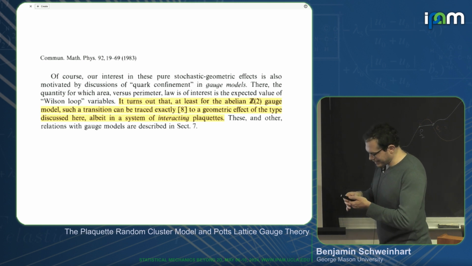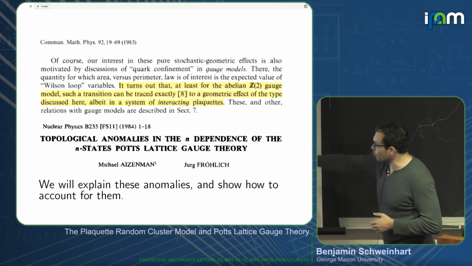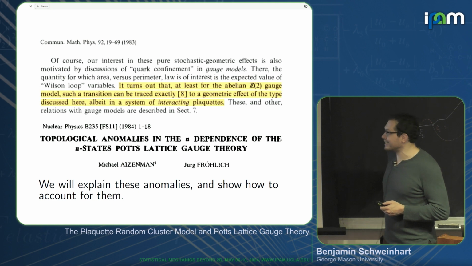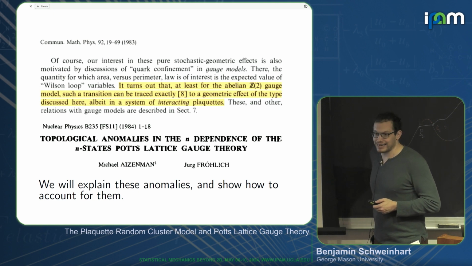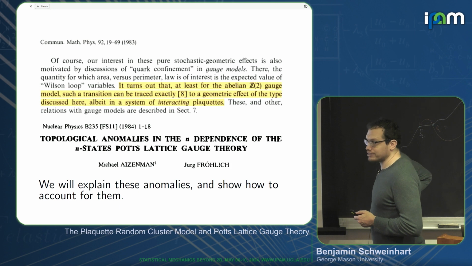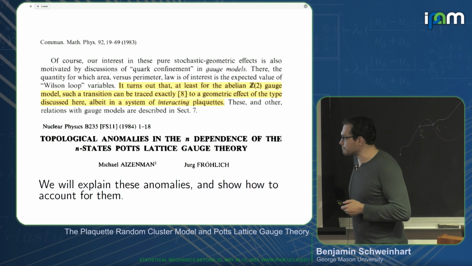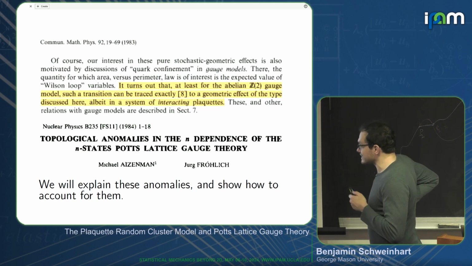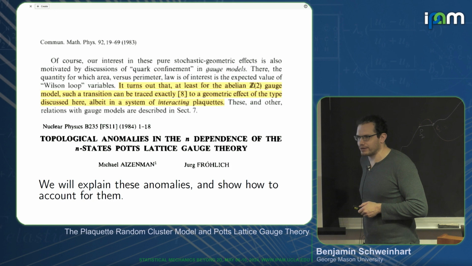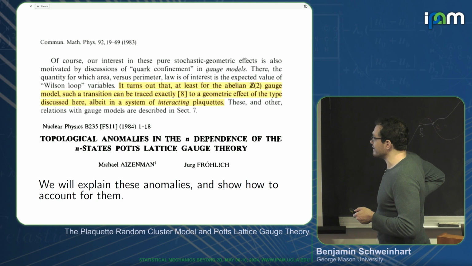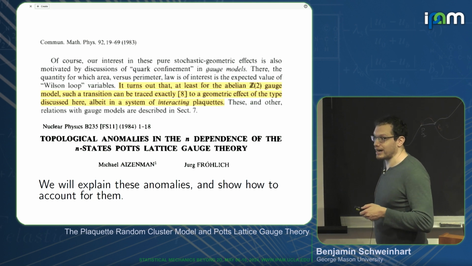And while there is a reference there, it was in preparation, and the follow-up ended up being this, which is topological anomalies in the n-dependence of n-state Potts lattice gauge theory. So they ran into some issues that require some knowledge of topology to work out. So I will explain the anomalies that stymied this effort and show how to account for them. And that will lead to a cellular representation of Potts lattice gauge theory where a Wilson loop variable equals the probability that the loop is bounded by a surface of plaquettes when defined appropriately.